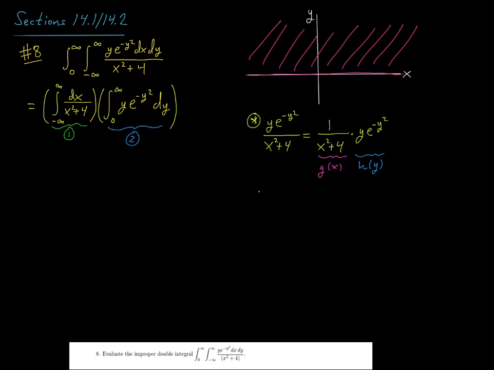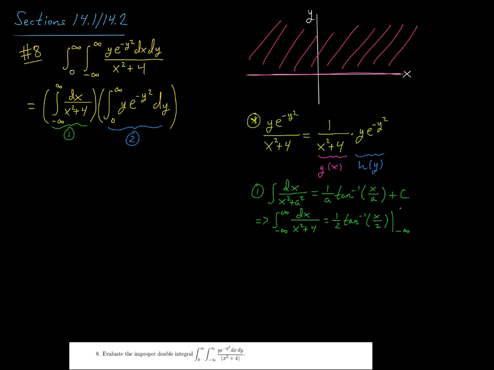So let's go ahead and do that now over here. For integral 1, the key thing to know is that integrating something like 1 over x squared plus a squared is an arctan integral. It's 1 over a arctan of x over a plus c. So if I integrate 1 over x squared plus 4, a would be 2, so I'm going to get a half times the arctan of x over 2, and now we're letting x vary from negative infinity to infinity, right?